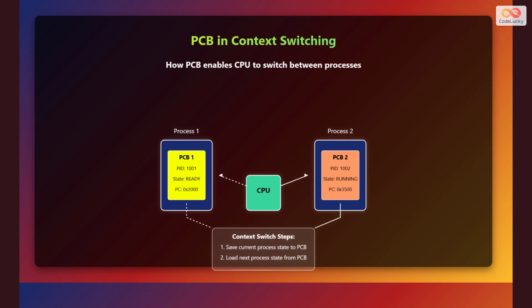Step 2 is to load the next process state from the PCB. The operating system then loads the state of the next process from its PCB, restoring the CPU registers, program counter, and other information to the values they had when the process was last running.